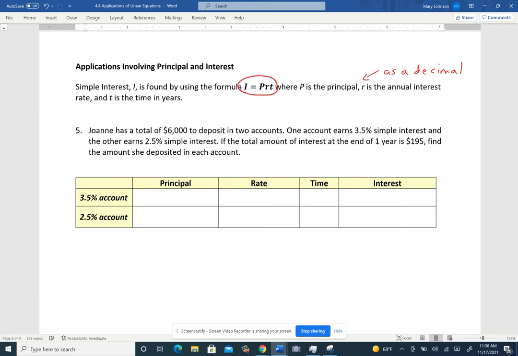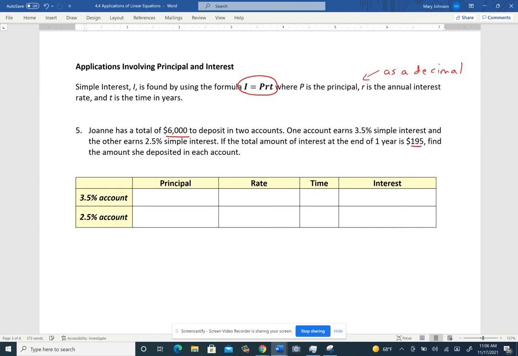Okay, so what we have here is somebody who has a total of $6,000 that they're going to deposit in 2 accounts. One account pays 3.5% interest, simple interest, and the other 2.5% simple interest. And then we're given that the total amount of the interest at the end of a year is $195. So that's right here. And then we want to find the amount she deposited in each account. That's the principal, is the amount that you deposited in each account. So that's what we're trying to find. That's what our variables are going to be.